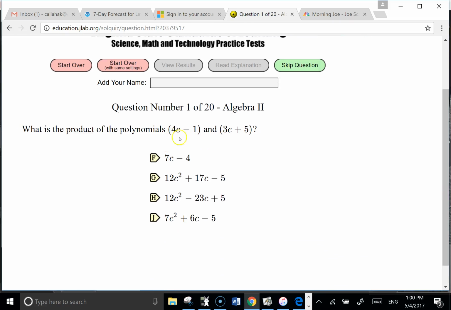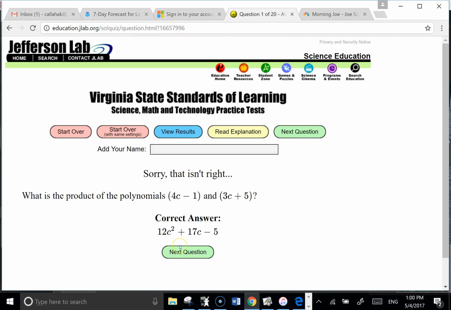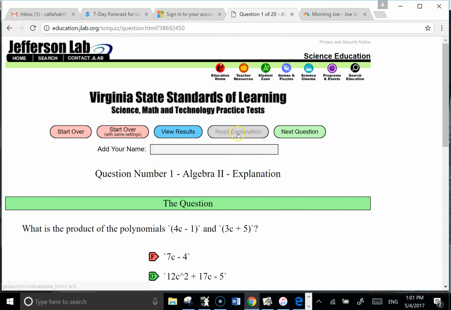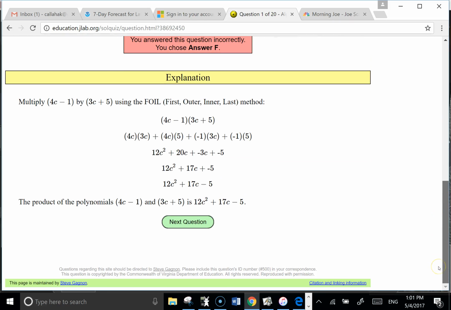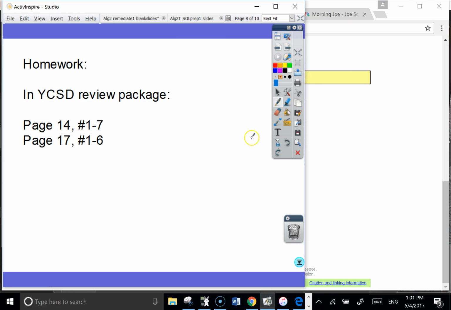If I click on one and I get it wrong, then it'll tell you the right answer, and you can click read explanation, and it'll explain down below what you should have done. So these are pretty good. So with that, I will leave you to this, and when I see that most people look like you're done, I'll put up the answers and we can go through that. Okay.